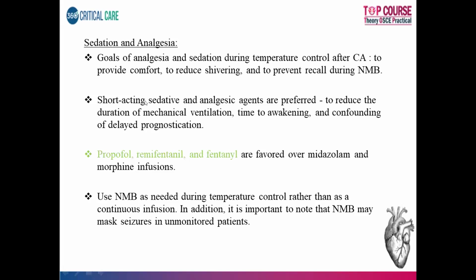Preferably use short-acting sedatives and analgesics because they reduce the duration of mechanical ventilation and time to awakening. Importantly, if you give them for a longer time, they may delay the prognostication of these patients. So the best to use are propofol, remifentanil or fentanyl. And if you want to use neuromuscular blocking agents, use them in a limited way because this also delays neuroprognostication in the patients.